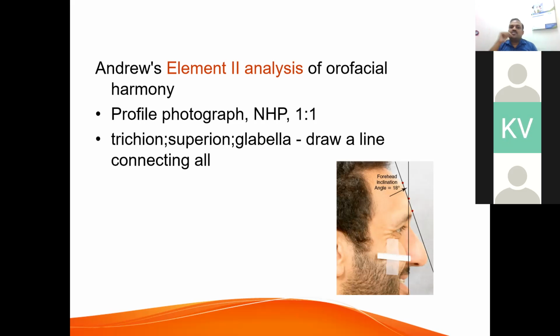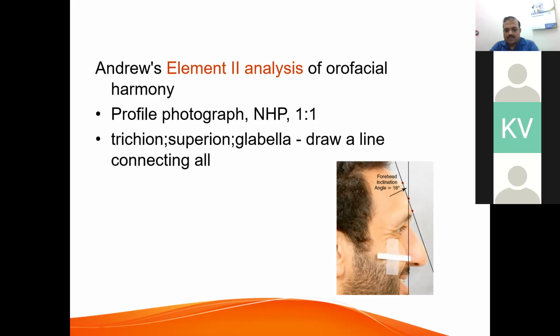Between superion and glabella, you take a midpoint, and through that midpoint a vertical line is dropped to the floor, since the head is in the natural head position. The angle formed with that line is called the forehead inclination angle. Everybody able to see this picture clearly? Forehead inclination angle, above the vertical line drop.